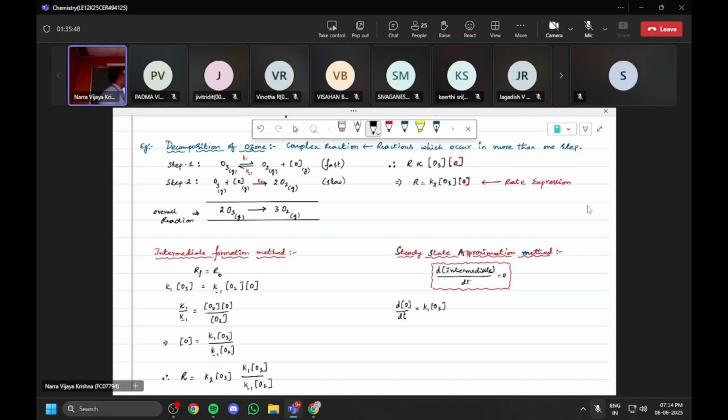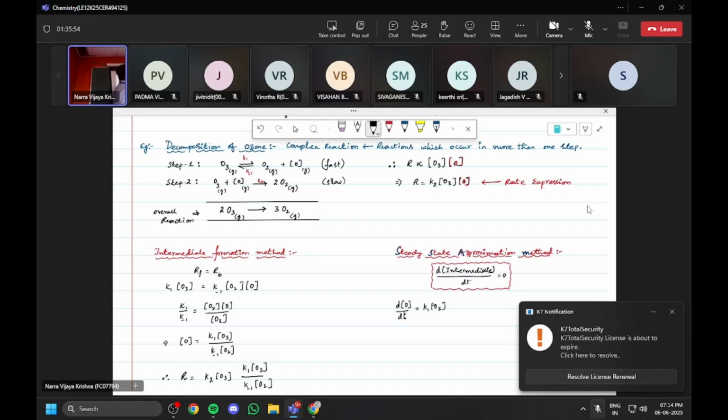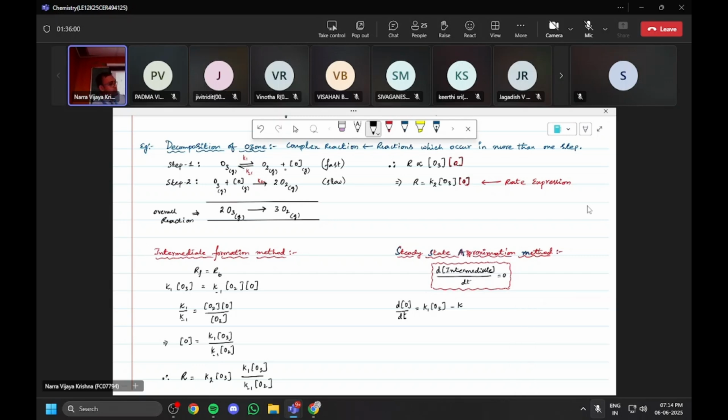Correct? Now for backward, what happens to the concentration of O? It decreases, which means it is negative. So according to the law of mass action, negative of the backward rate, K minus 1, O2 into O. Correct, sir? For backward, O2 into O. And we are talking about the concentration of O. It is decreasing, so negative.